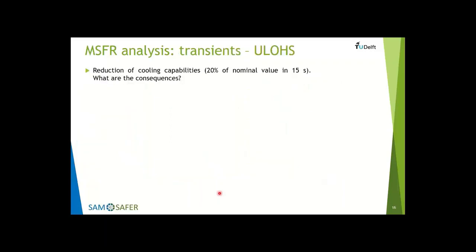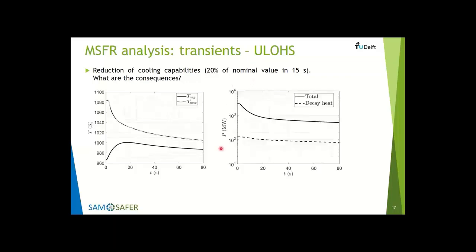Let's move then to some transient analysis that we performed, because yes, okay, we derived useful information out of the steady state analysis. We also wanted to study the dynamics of the reactor, how the reactor behaves in certain emergency situations, in certain transient situations. For example, we ask ourselves what happens if we have a quite fast reduction in the cooling capabilities of the reactor. We decreased in 15 seconds the power extracted from the heat exchanger to 20% of the nominal value. So what happened is shown by these plots.